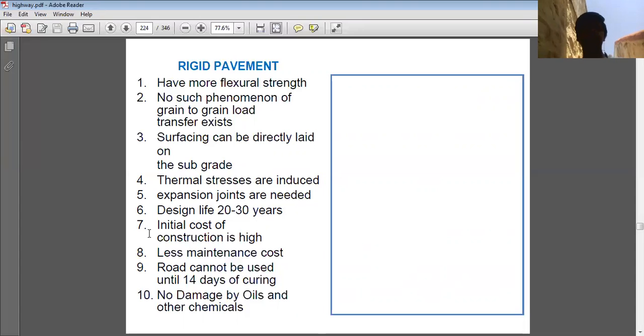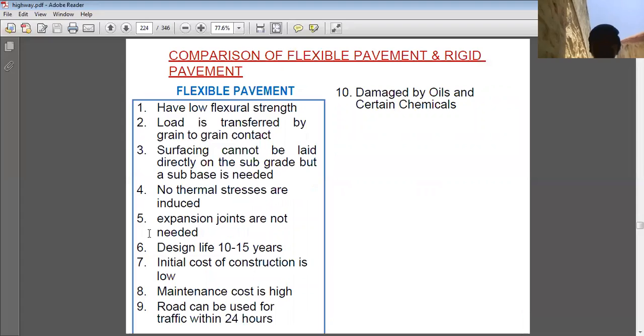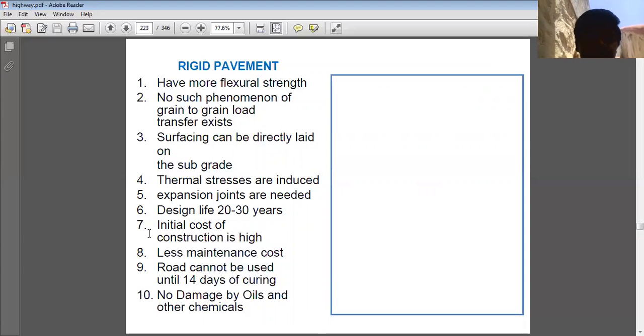The road cannot be used until the curing process is complete after 14 days; that is the main problem. There is no damage by oil and other chemicals because it is concrete, whereas flexible pavement can be damaged by oil and chemicals. Maintenance cost is high in flexible pavement; we have to maintain the roads continuously, every 4 to 5 years. Here there is little maintenance cost, but the initial cost is very high.